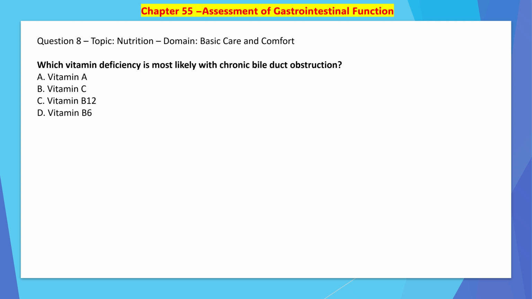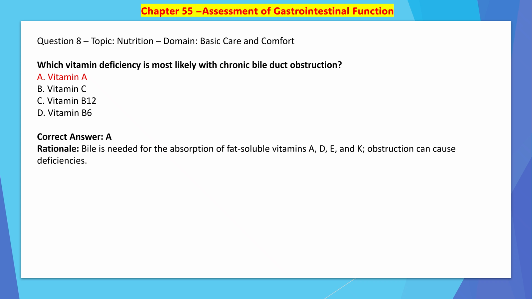Question 8. NCLEX domain, basic care and comfort. Which vitamin deficiency is most likely with chronic bile duct obstruction? Vitamin A, vitamin C, vitamin B12, vitamin B6. It's vitamin A. Bile is needed for the absorption of fat-soluble vitamins A, D, E, and K. Obstruction can cause deficiencies.